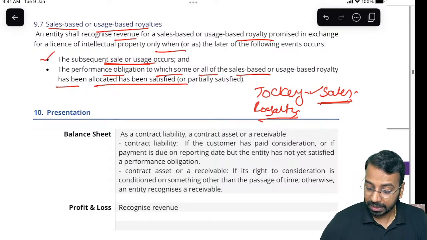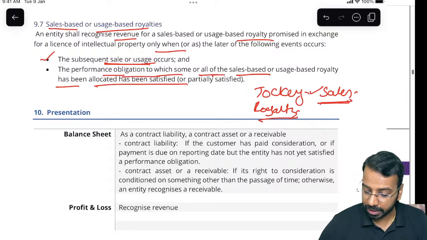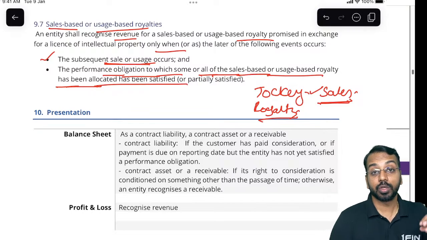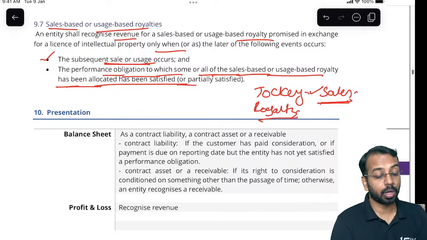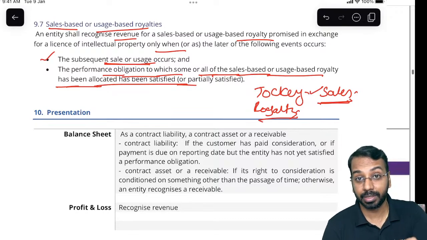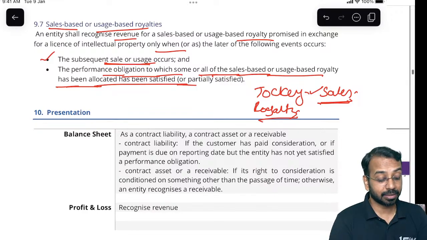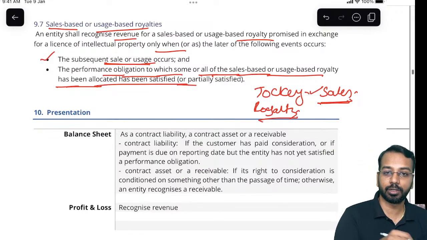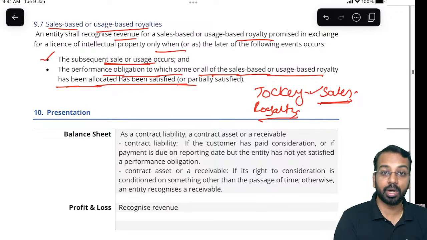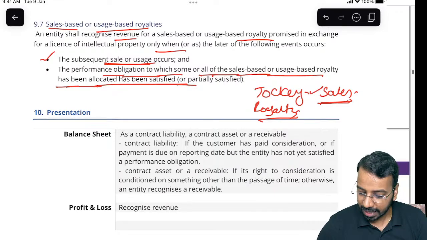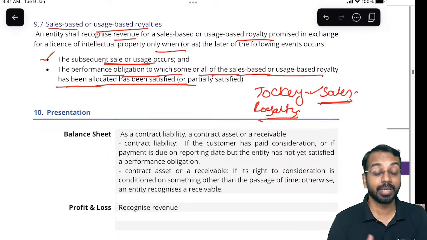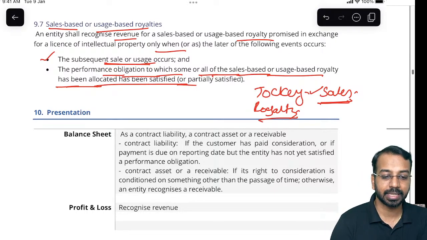Or if there is any performance obligation to which all of the sales based or usage based royalty has been allocated, and it has been satisfied. So if there is some other performance obligation on which the sales based royalty is linked, for example, supply of raw materials to the customer who will manufacture the product, or the usage based royalty is linked to that particular item, then as and when that performance obligation is completed, you will recognize revenue.